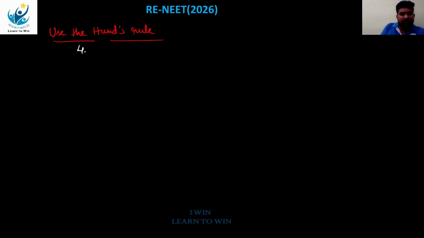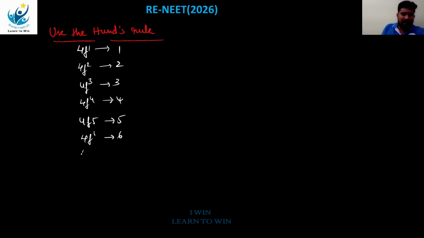From 4f1, the unpaired electron would be 1. For 4f2, it is 2. 4f3, it is 3. 4f4, it is 4. Next 4f5, it is 5. Next 4f6, it is 6. And 4f7, it is 7. And coming to the 4f8, we can find out 4 pairs. Let us find out how. From 1 to 7, we are having the unpaired electrons according to the 4f orbital filling.